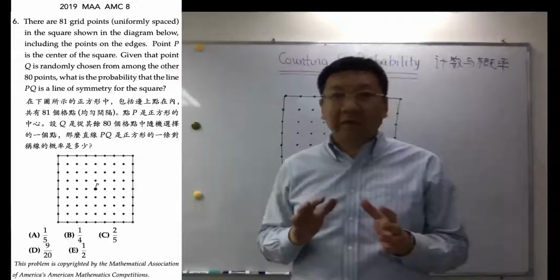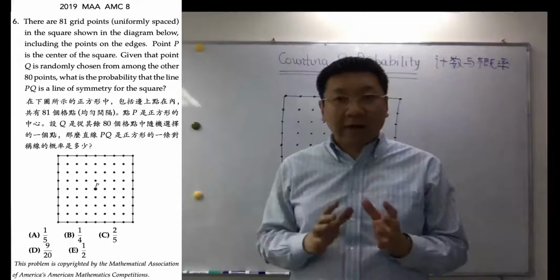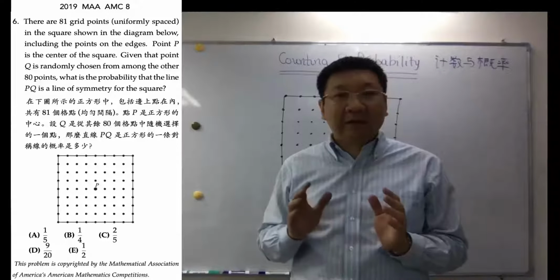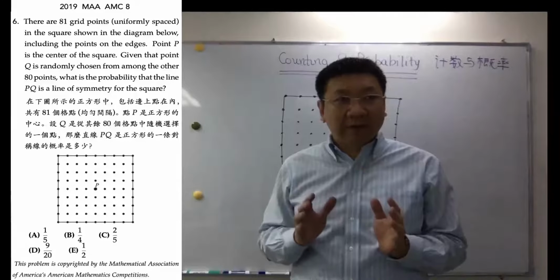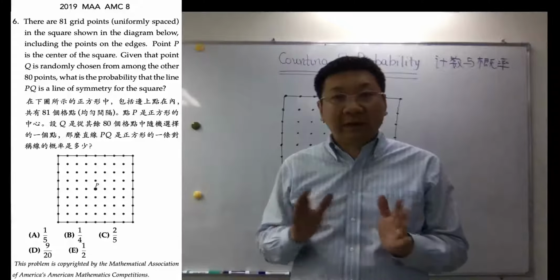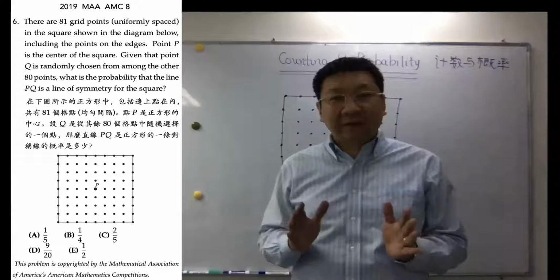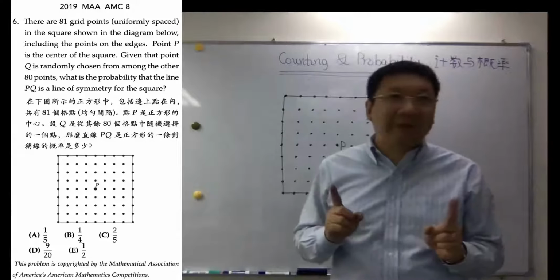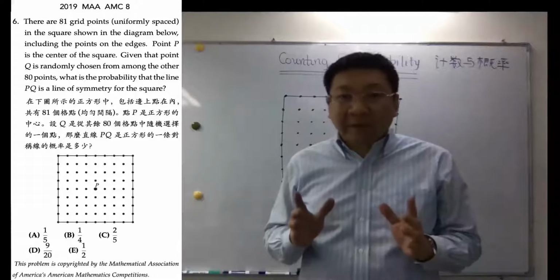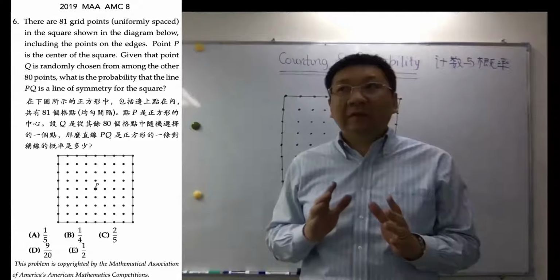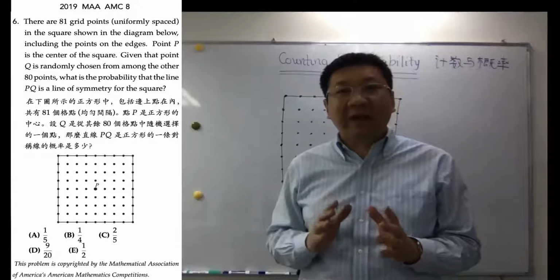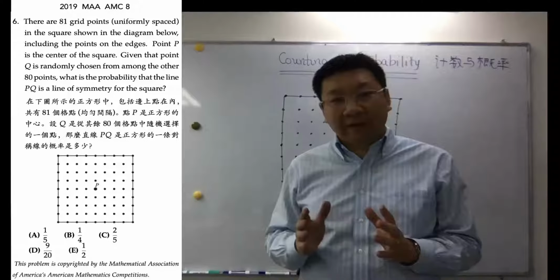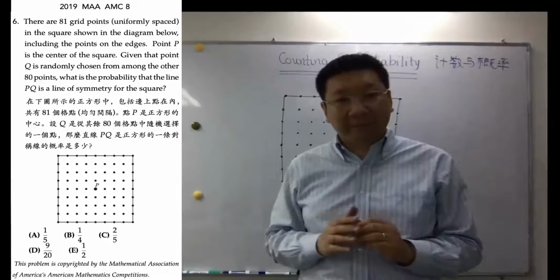So in the second video, we are going to discuss counting and probability problems in AMC 8. These two topics are very important in AMC 8, not only because in recent years, every year there will be at least one counting problem, there will be at least one probability problem, sometimes there are more, but also counting and probability problems are generally hard. So you need to find the right formula or right method to solve them.